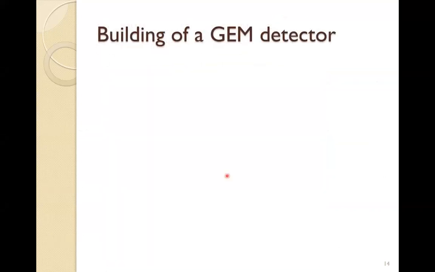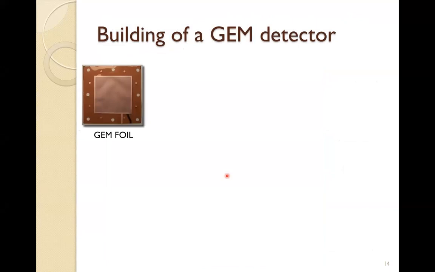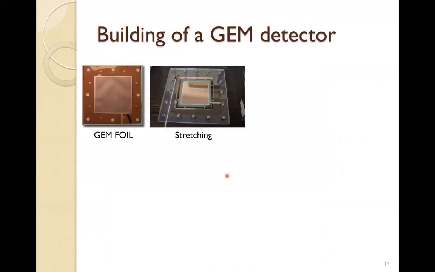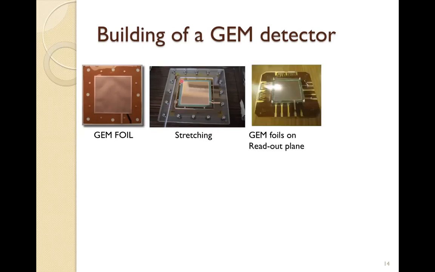Now, how do we build a small GEM detector prototype? I have some time, so I will go through it. This is the GEM foil again. We do stretching. Now you can see all this foil is already stretched. You can see this is one surface without stretching, and this is after stretching. So this is done. After that, I will cut this to proper size.